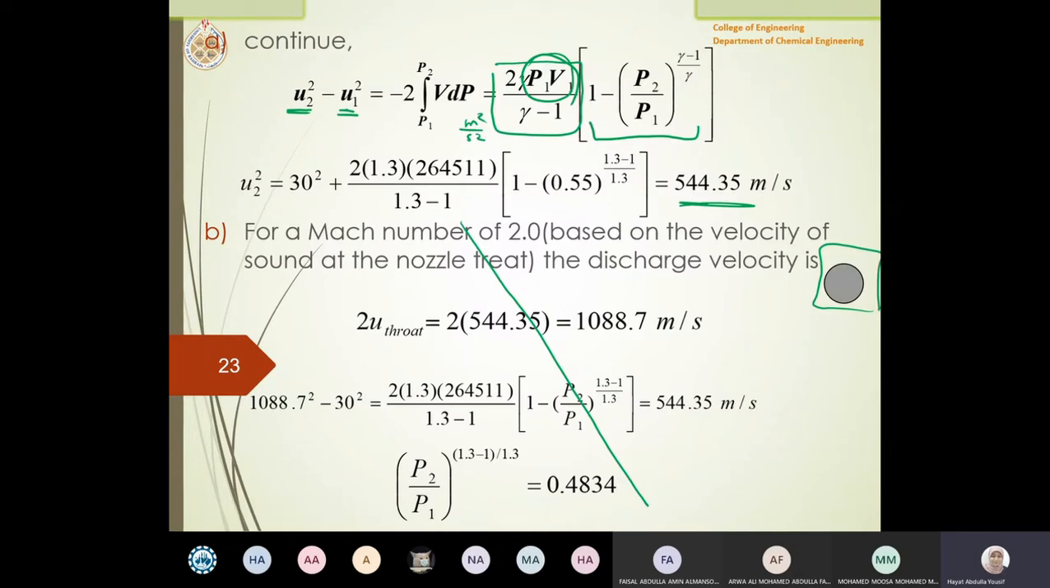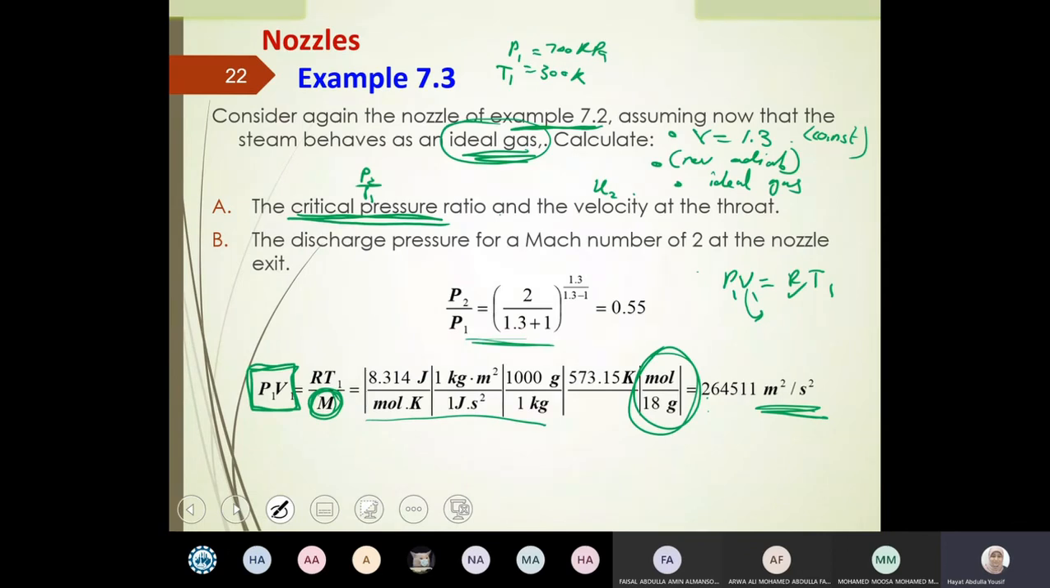Zin, what is the final message you want to say about this? If I considered ideal gas, you notice that the critical location was when the pressure P2 is almost 55% of P1. That is if it is ideal gas. This is the critical location, meaning almost half of it. Half of it means 55% of the 700, so around 350, 360. Okay? So that is if it is ideal gas.